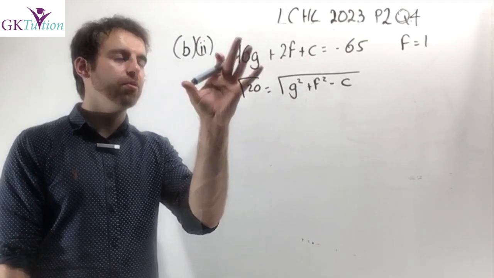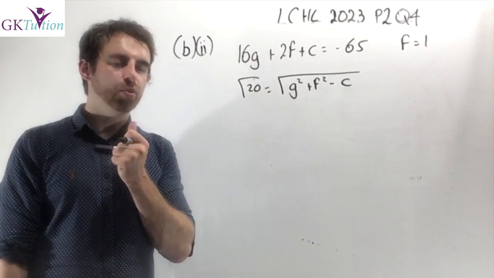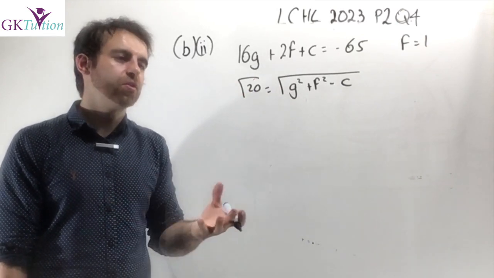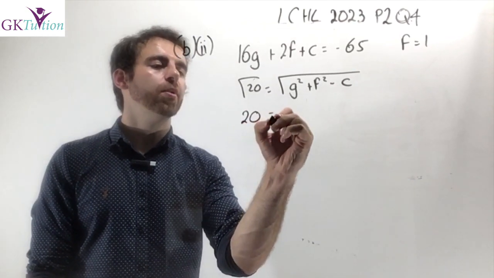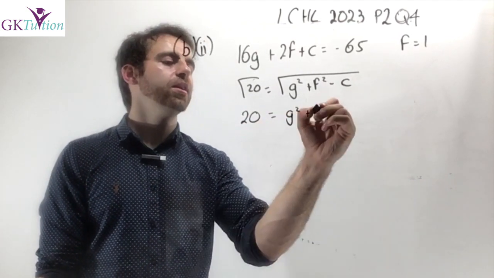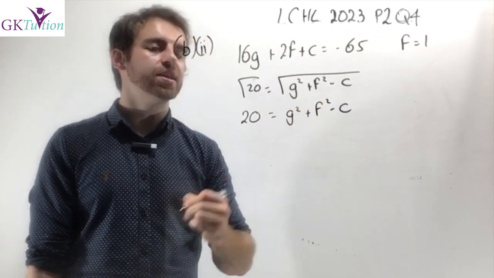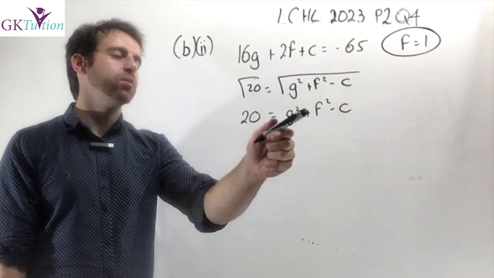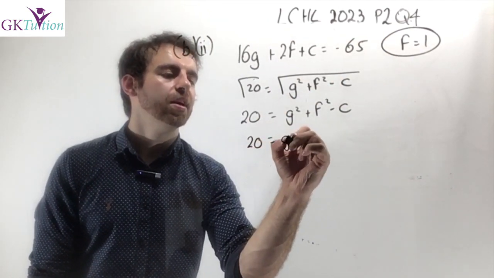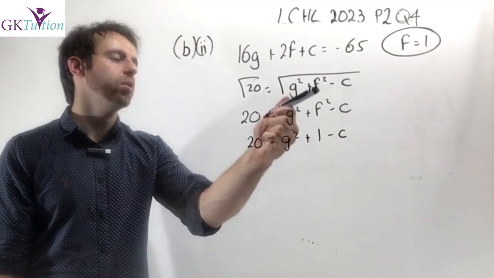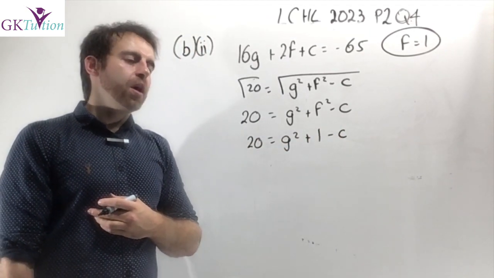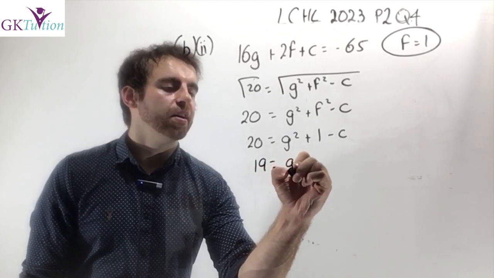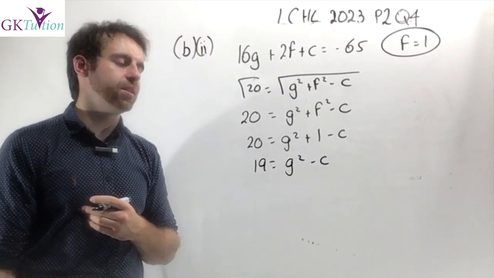Now we have enough information written on the board that we can work out what is g, what is f and what is c. Let's just simplify this one first. There's square roots on both sides, so obviously I'd square both sides to make it simpler. I could say that 20 equals g squared plus f squared minus c. And let's go back to what we worked out a moment ago. I know that f equals 1, so let's sub that in. I could say that 20 equals g squared plus 1, and obviously 1 squared is just 1. Now it makes sense to bring my 1 across. If I subtract 1 from both sides, I get 19 equals g squared minus c.